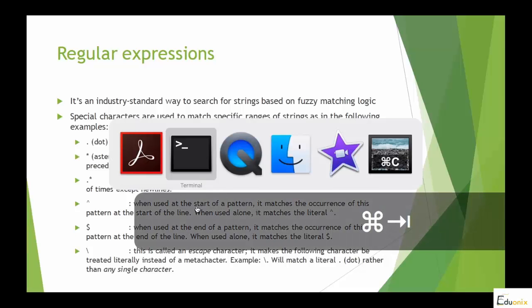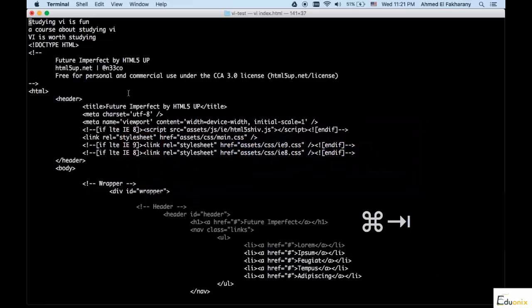If we want to have an example here, I have added these three lines at the start of the HTML document in order to demonstrate this. It reads, studying VI is fun, a course about studying VI, and VI is worth studying. We have here the word studying occurring three times. One time is at the start of the line, the other time is in the middle of the line, or almost, and the last one is at the end of the line.